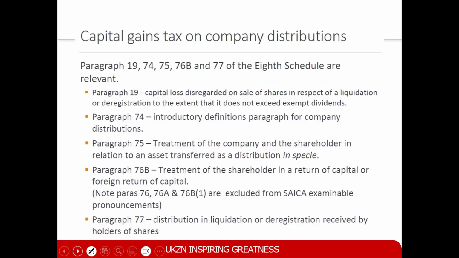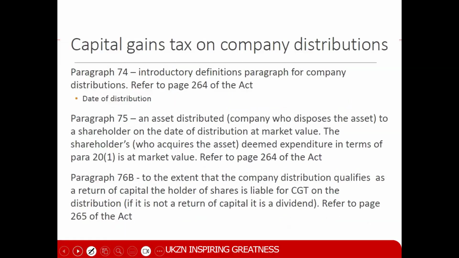Paragraph 71 also, they state the introductory definition paragraph for the company distribution; they just say what a company distribution is. Your 75 shows you the treatment of a company and the shareholders in relation to an asset transferred as a distribution in specie. Your 76B deals with the treatment of shareholders in a return of capital or foreign return of capital. Then you've got your 77, which deals with the distribution in liquidation or deregistration received by the holders.